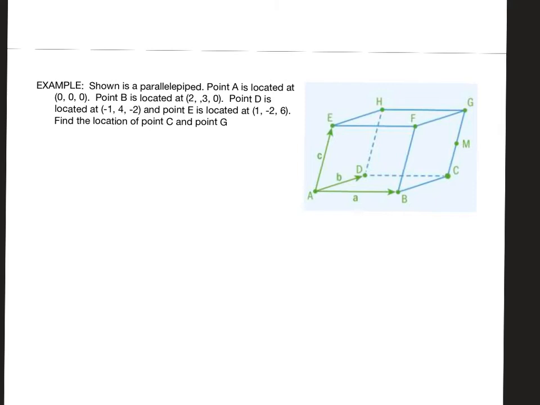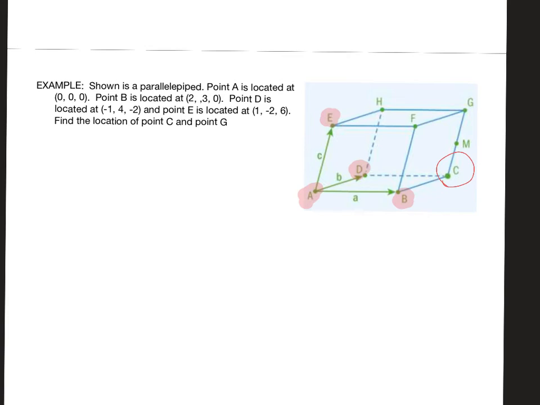Okay, I would like you to note, based on what's given here, that we know 3 ordered triples. We know A, we know B, we know D, and we know E. Okay, those are the 4 ordered triples that we know. Okay, and they want us to find C, so I'm going to do this one at a time. I'm going to find this one first.